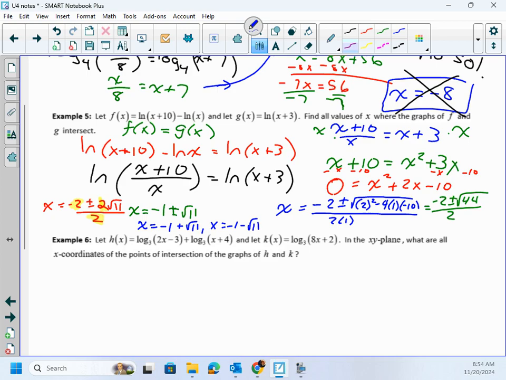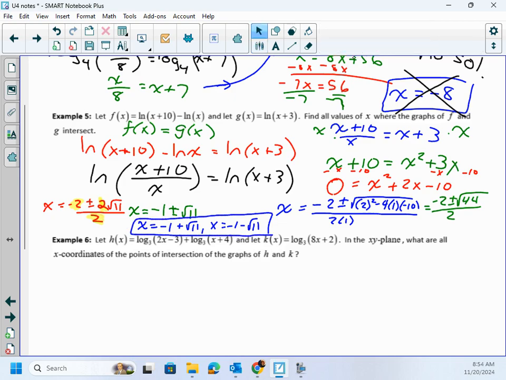Negative 1 plus the square root of 11 is not a problem. That's a positive number. But negative 1 minus the square root of 11 is an issue. That is a negative number, straight out negative. It can't happen because you're talking about the natural log of a negative number. There's my answer for that one. So again, it doesn't have to be a nice, pretty answer. If it's on a calculator portion, you could have graphed and found the intersection, and I will show you that momentarily.